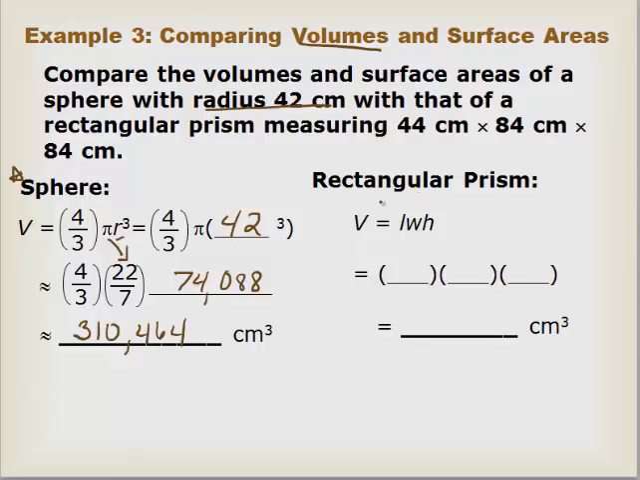Let's look at the volume of a rectangular prism. Volume equals the area of the base times height. In a rectangular prism, the area of the base is length times width. So we're going to take 44 times 84 times 84. Multiply those three numbers together. We get 310,464. So the volumes are very, very close.